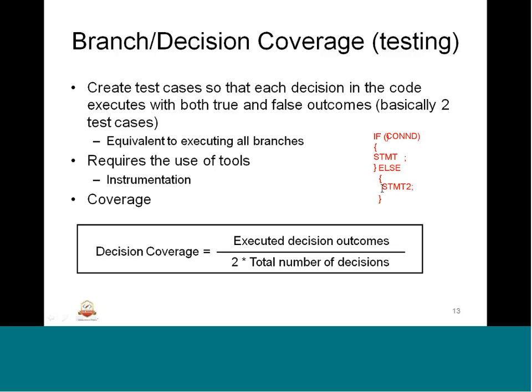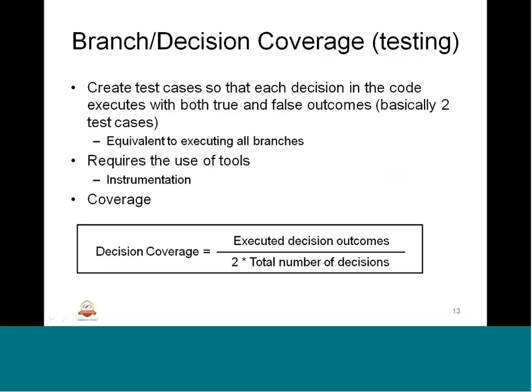Coverage is measured by dividing the total number of executed decision outcomes by the total number of decisions multiplied by 2. The tools used in this are also the same tools for monitoring the coverage, where decision coverage is taken care of as well as the statement criteria being met. Further, decision coverage requires two test cases, one for the true outcome and one for the false outcome.